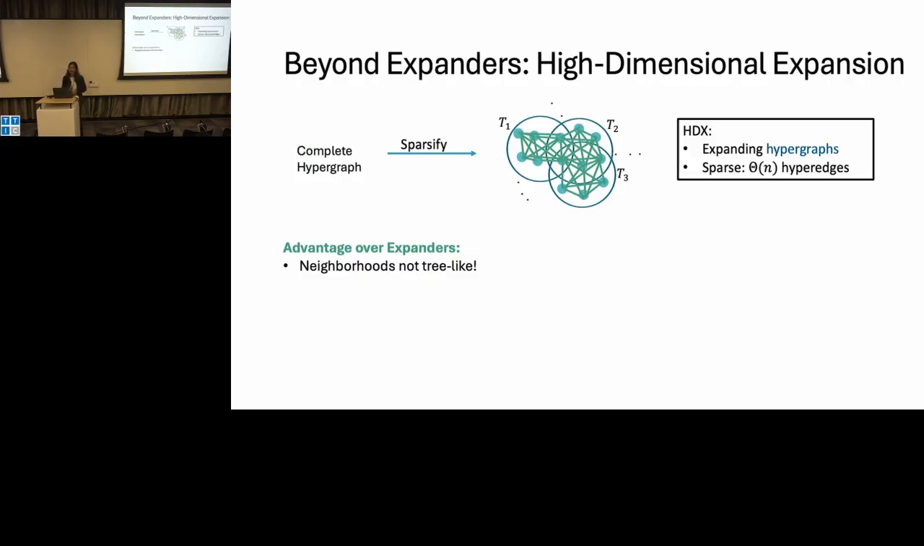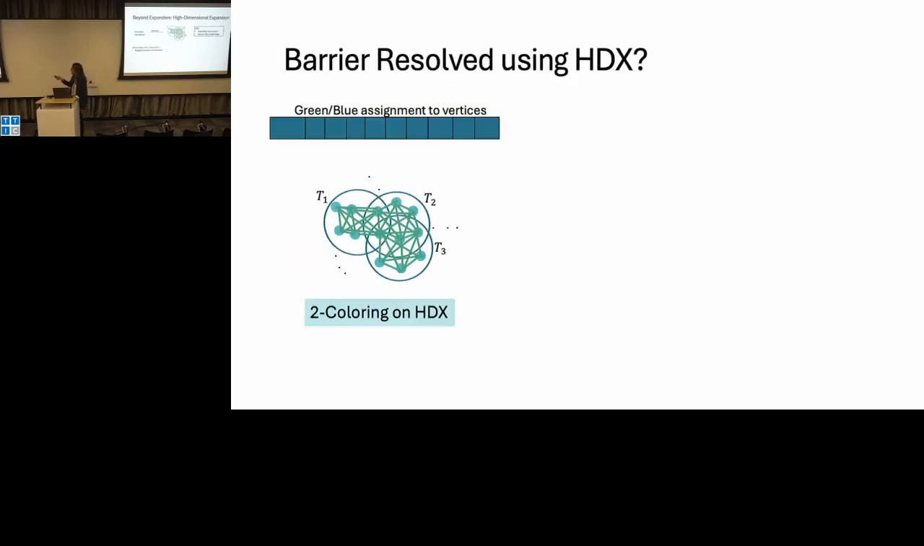The point of this is you don't have some trivial coloring like with the previous expanders, because of the tree structure you could pick a random vertex and just propagate it. Here you can't do something like that. Yeah, so that's exactly my next slide.